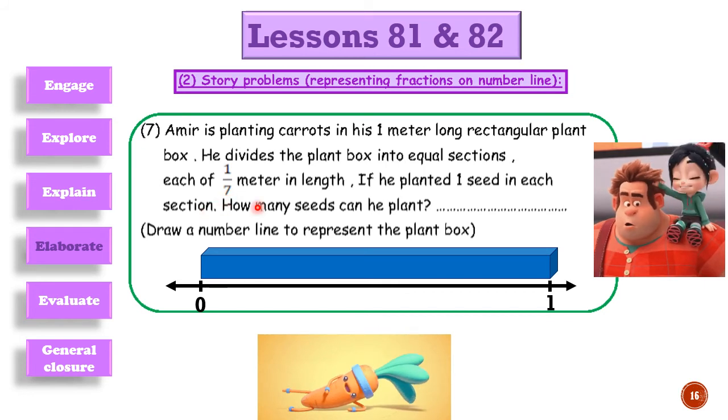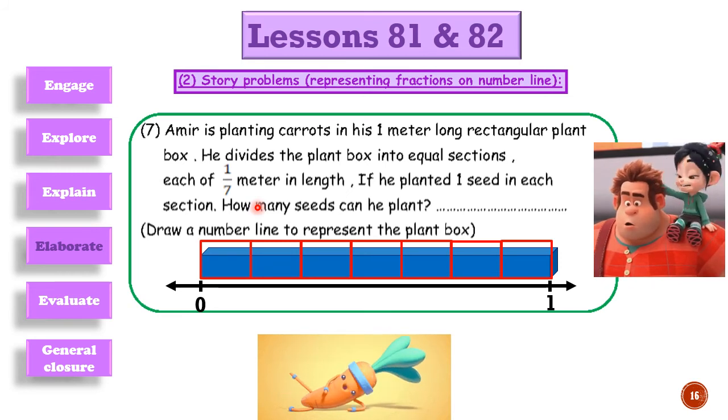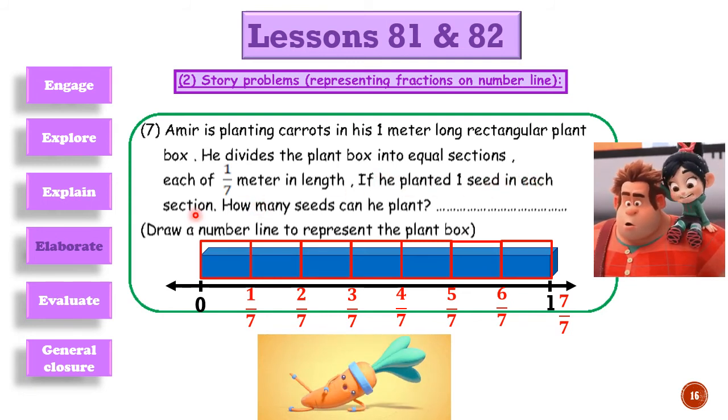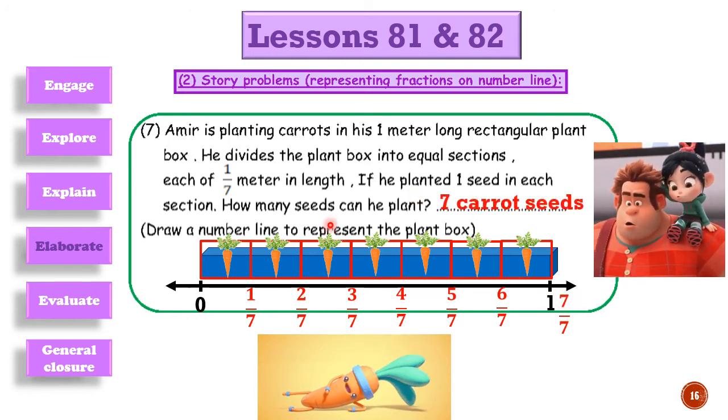It will be how many parts? Yes, 7 parts. 1, 2, 3, 4, 5, 6, 7 parts. Each part is 1/7. Let's write down on the number line: 1 seventh, 2 sevenths, 3 sevenths, 4 sevenths, 5 sevenths, 6 sevenths, and the whole box will be 7 sevenths. If he planted one seed in each part, how many seeds can he plant? If we put one carrot in each part, it will be 7 carrots. It will be 7 carrot seeds.